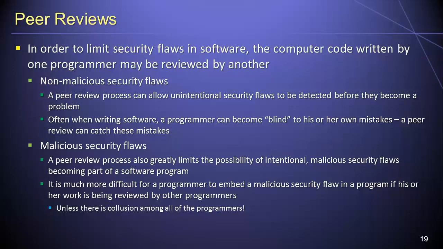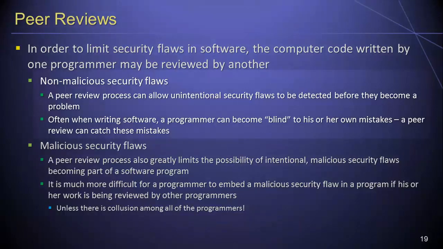One of the strategies that can be used to improve security during the actual coding of a software program is to conduct peer reviews. In the context of software development, a peer review is simply a process in which the computer code that is written by one programmer is reviewed by one or more other programmers with a view toward identifying and eliminating security flaws. These security flaws, of course, might be either malicious or non-malicious.